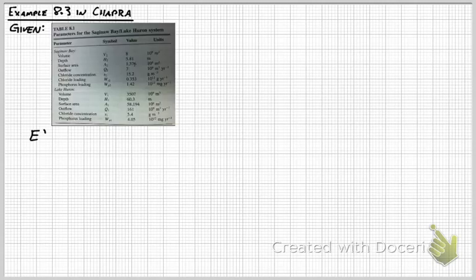Hello, this is Adam Ward, and today I'd like to talk to you about example 8.3 in the Surface Water Quality Modeling textbook from Steve Chopra. In this problem, we're considering the Saginaw Bay Lake Huron system.